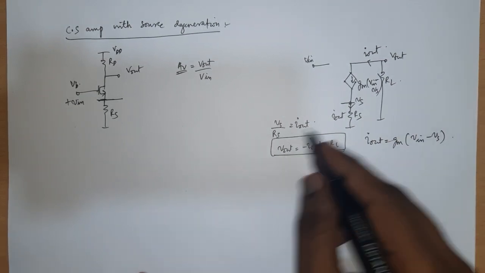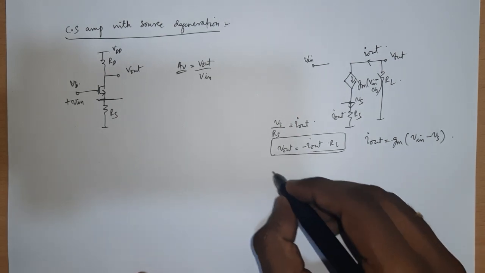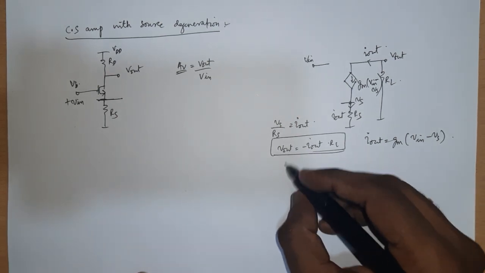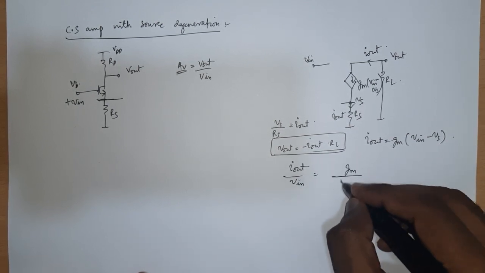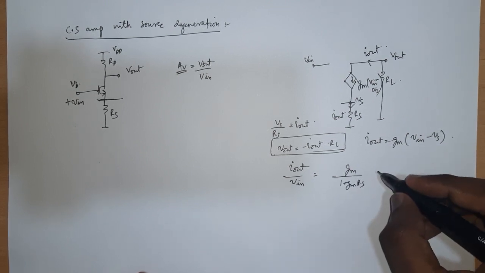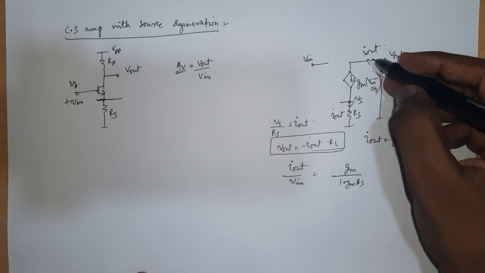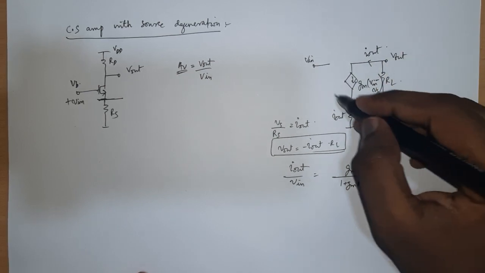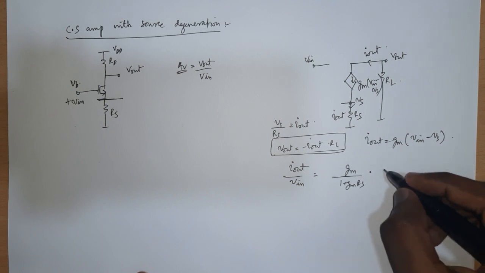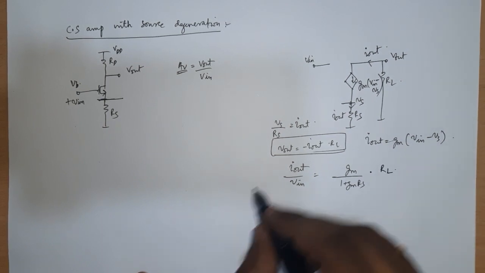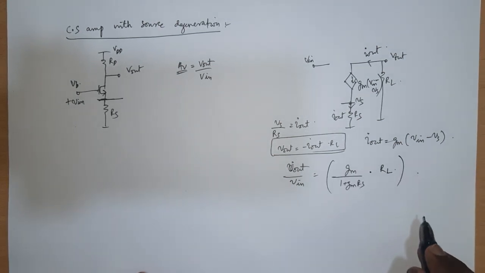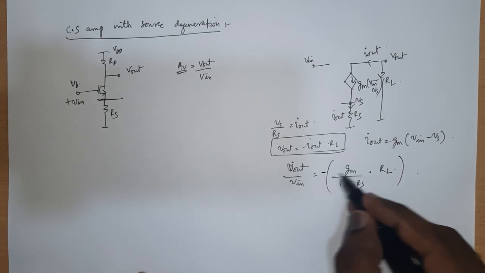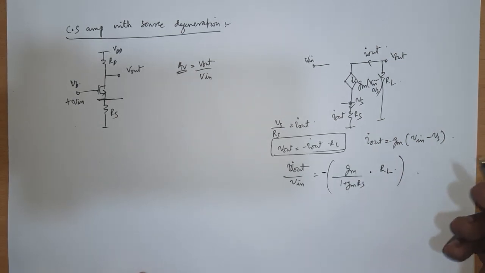Substituting things from these three expressions, I can easily calculate I out by V in first of all, which is GM by 1 plus GM RS. This is essentially the transconductance value of the amplifier. If I multiply this by RL, I get V out by V in, which is negative of GM RL divided by 1 plus GM RS. We have derived it multiple times, so it's just a recap.